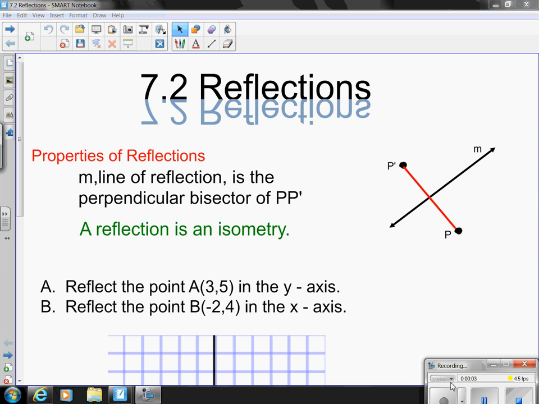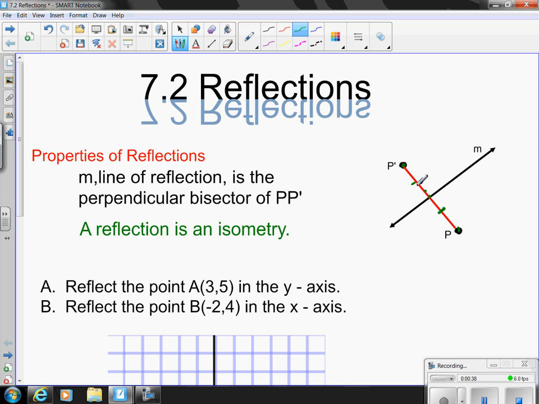In 7.2, we're going to focus on a transformation called a reflection. There are different properties of a reflection, and the first is that when you do a reflection, the distance from the pre-image to the line of reflection is going to equal the distance from the line of reflection to the image. So this length is going to be the same as this length, and this is also a right angle.